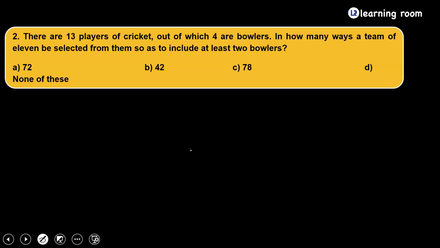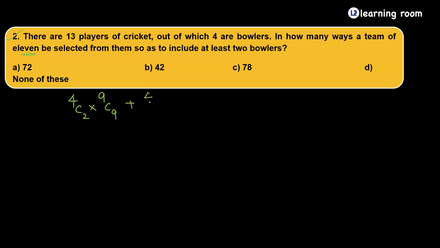So read this question. It says, there are 13 players of cricket, out of which 4 are bowlers. In how many ways a team of 11 can be selected from them so that they include at least 2 bowlers? So how many bowlers do we have? 4 are available. Out of the 4, you can choose 2. So if you choose like this, then what is the remaining team that you need to select? So out of the 11 required, you have already chosen 2. Right. So how many are available? Out of the 13, 4 are already bowlers, so it is going to be 9C9. Means from the remaining 9 players, you are going to choose the 9 players.